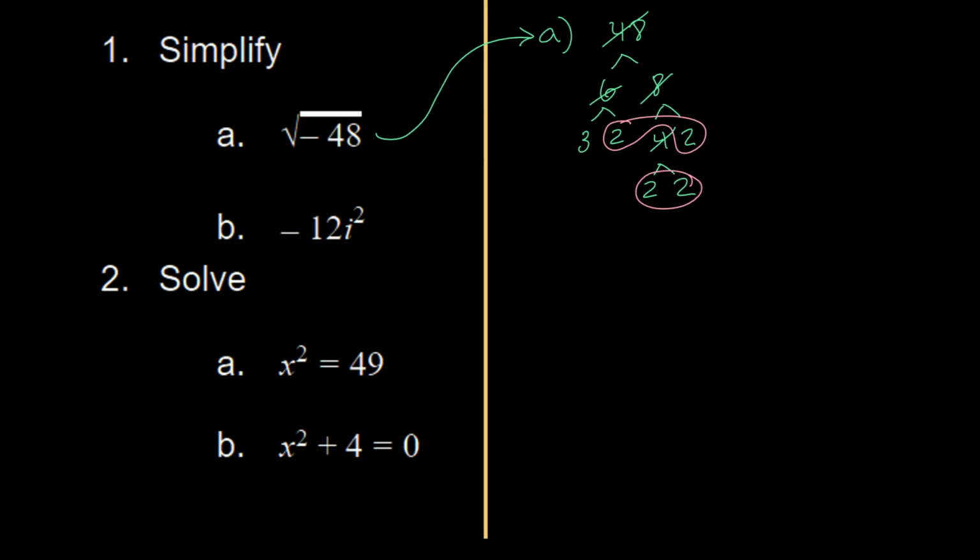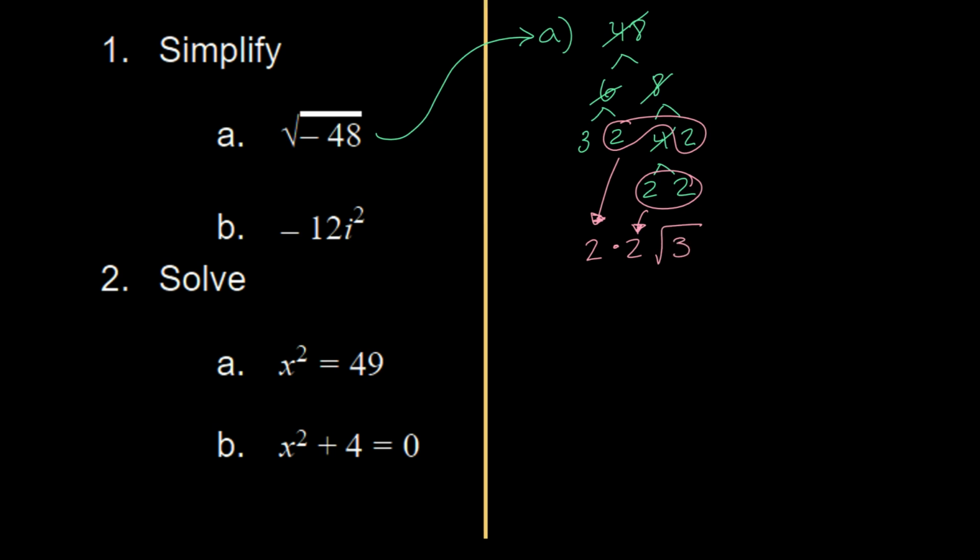On the outside. For each pair, you write down one representation on the outside. So I have a pair of 2s, I write down a 2. I have another pair of 2s, I write down a 2. And what goes on the inside? 3.